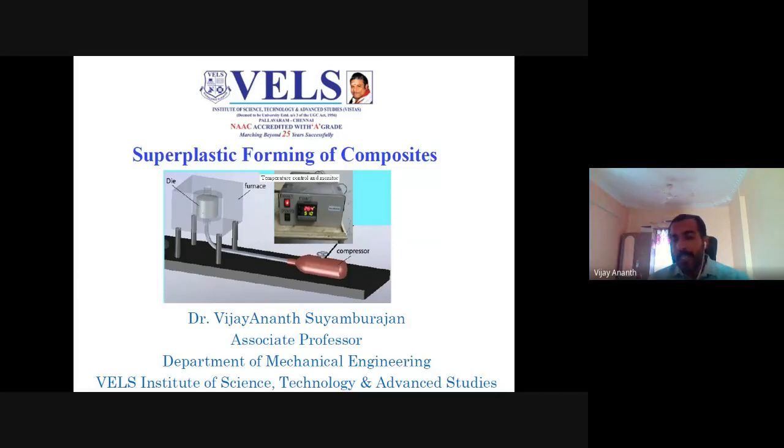So to improve the ductility, what we are doing is we heat the component and at the same time we blow air. Due to the blowing of the air, the component will be formed into the die shape. This is the main thing in superplastic forming.